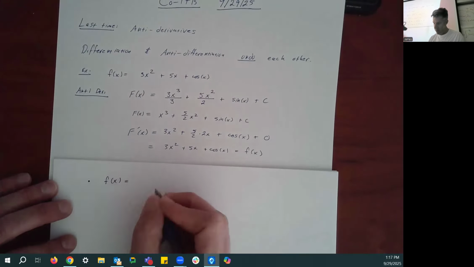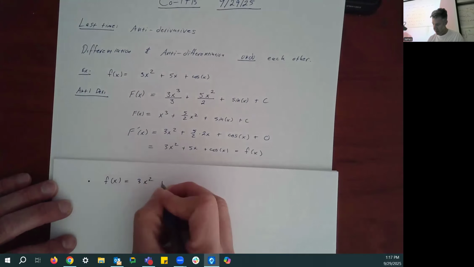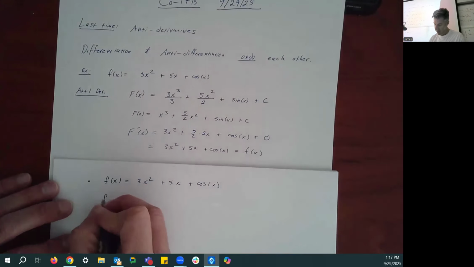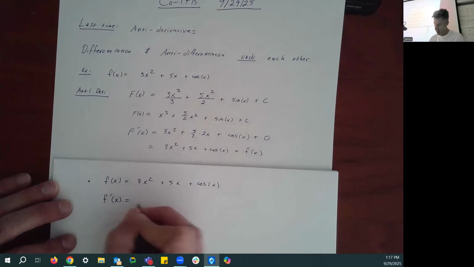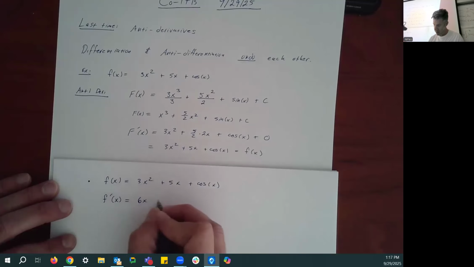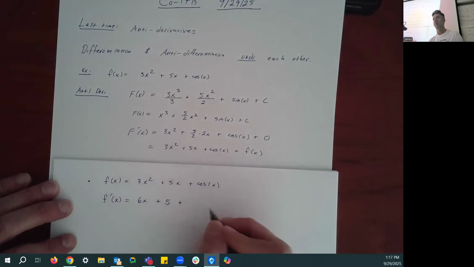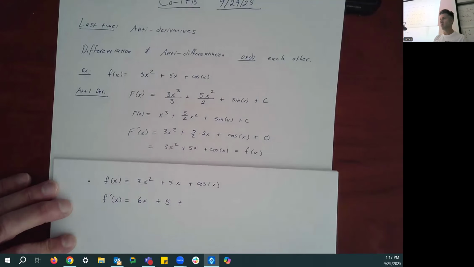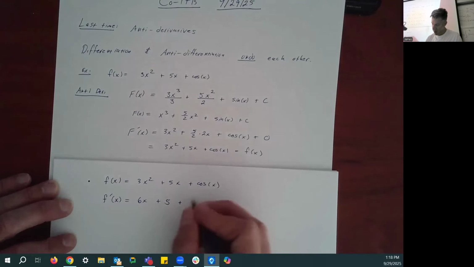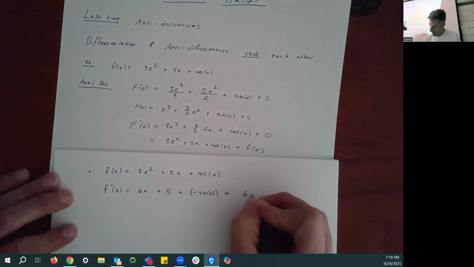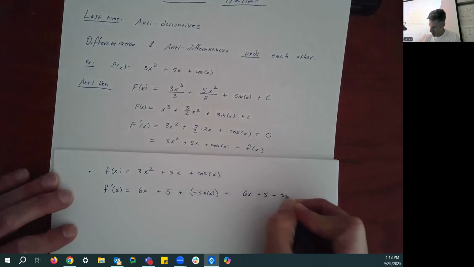If we start off with our function being 3x squared plus 5x plus cosine of x, and we first take the derivative, that's going to be 3 times 2x plus 5 times 1 plus the derivative of cosine of x, which is negative sine of x. I would certainly wait and just write minus sine, but since I already wrote the plus sign, I write plus negative sine of x, which feels terrible to write. I would then have to force myself to simplify it as 6x plus 5 minus sine of x.